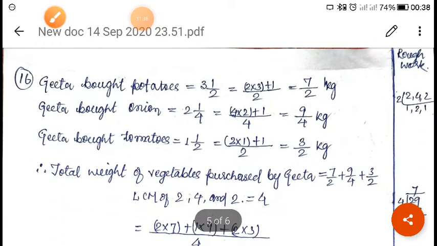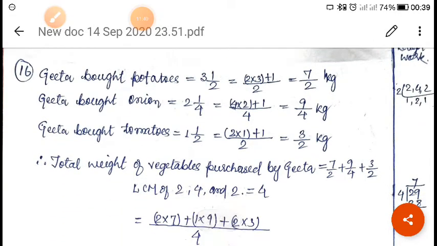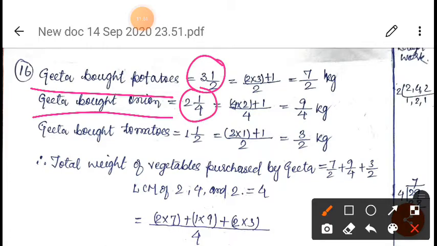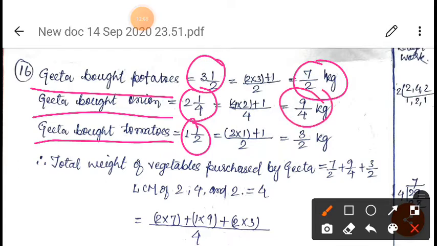Now next is question number 16. Geeta bought 1 by 3 kg of potato, 1 by 4 kg of onion, and 1 and a half kg of tomato. When you solve this, 2 threes are 6, 6 plus 1 is 7, 7 by 2 kg. Here 4 twos are 8 plus 1, 9 by 4 kg. Here 2 ones are 2 plus 1, 3 by 2 kg, right?